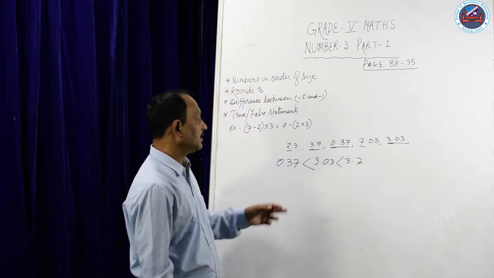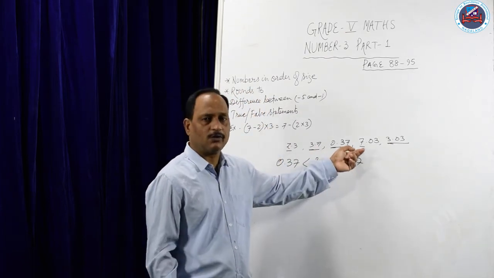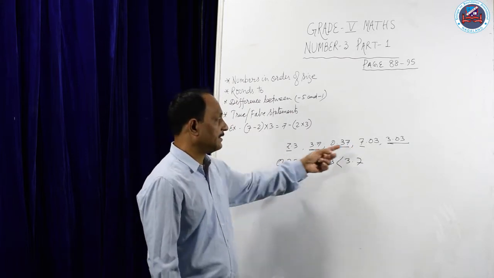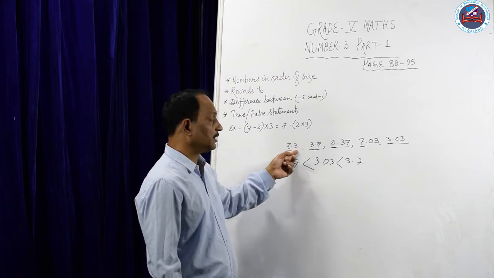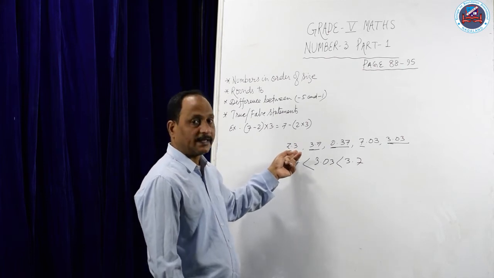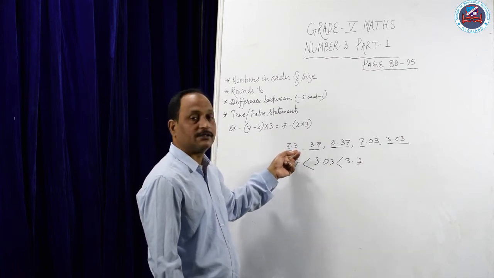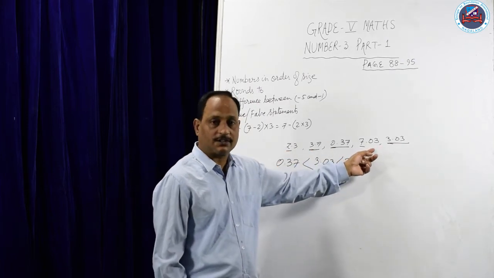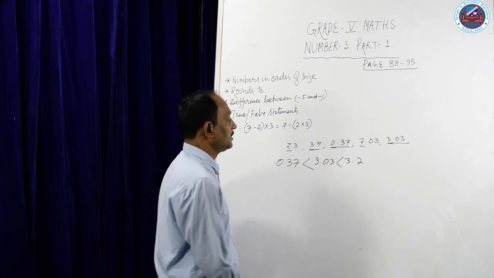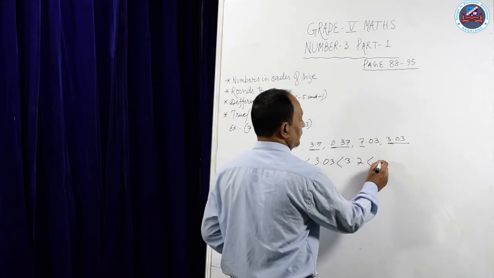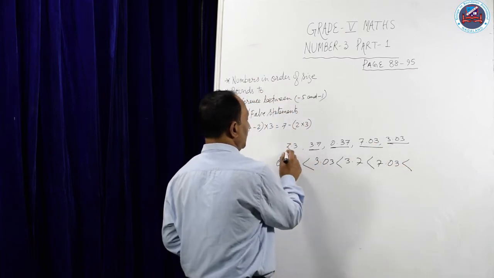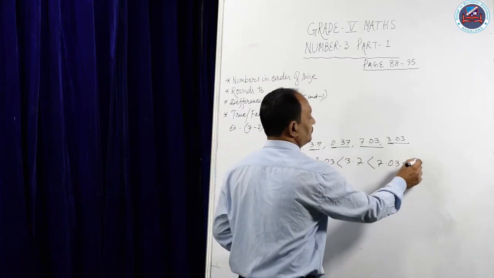Now what remains? 7 and 7. In the same way, we are going to check it out. The whole number 7 and 7 is the same, so we will see the decimal tenths place. The tenths place is 3 here and here is 0. Again, this 0 is the smaller number. So we'll take up the next smaller number, 7.03, and then the last, 7.3.